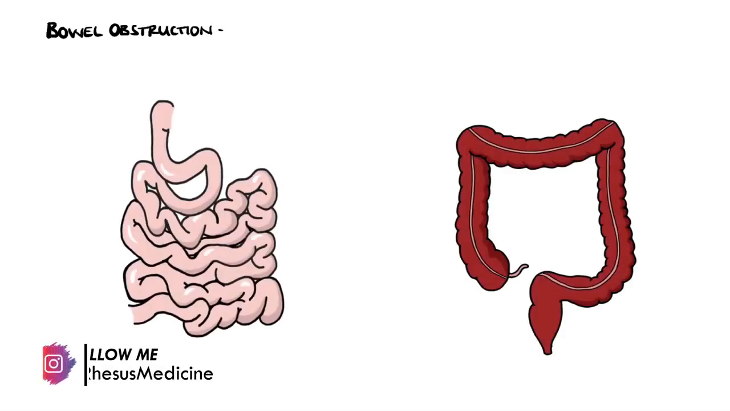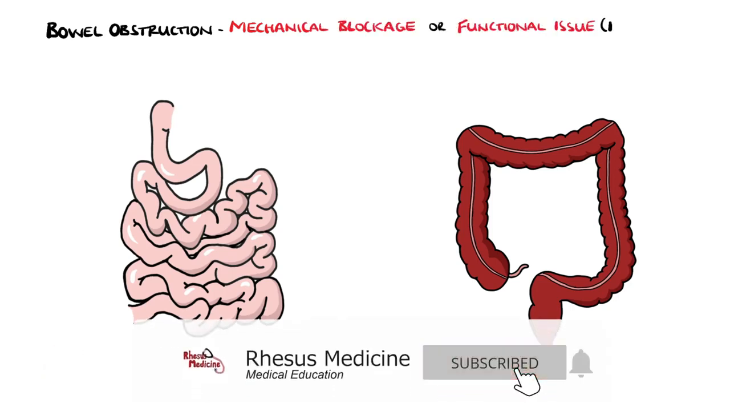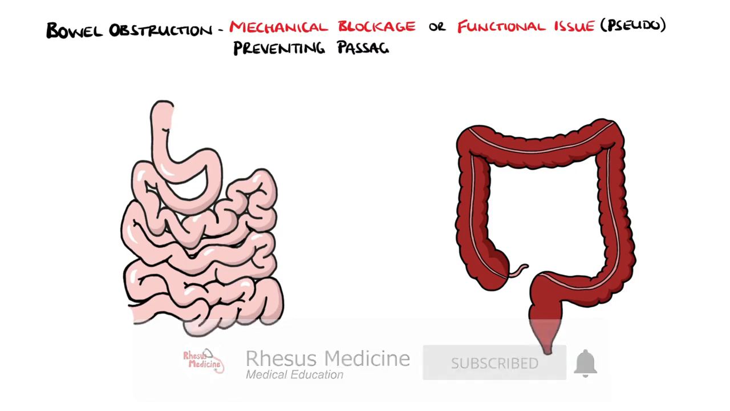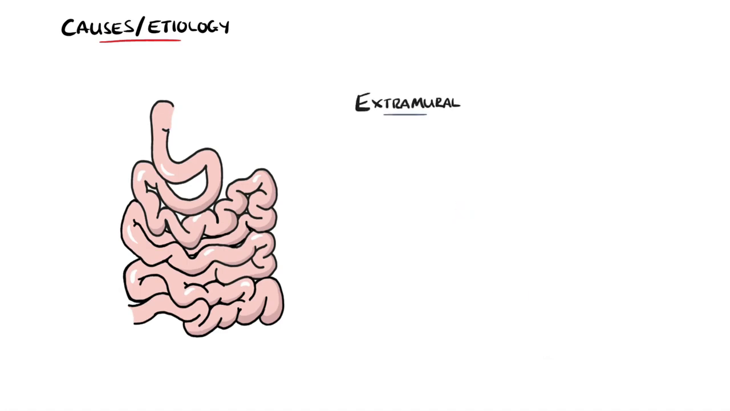Intestinal or bowel obstruction is a condition that comes from either a mechanical blockage of the bowels or a functional issue where the bowels no longer propel digested contents properly through the gastrointestinal tract. Mechanical bowel obstruction can be divided into small bowel or large bowel obstructions, and generally each have different causes, which are mostly divided into extramural, meaning outside the wall of the bowel, mural, meaning within the wall of the bowel, and intraluminal, meaning inside the bowel lumen.